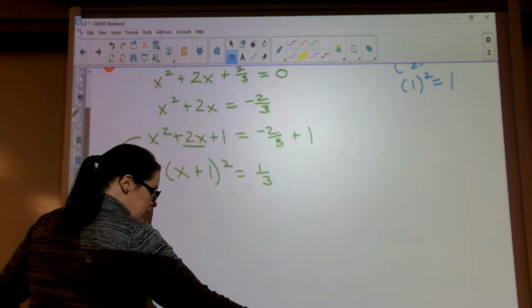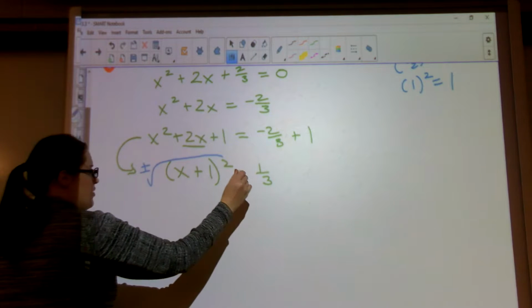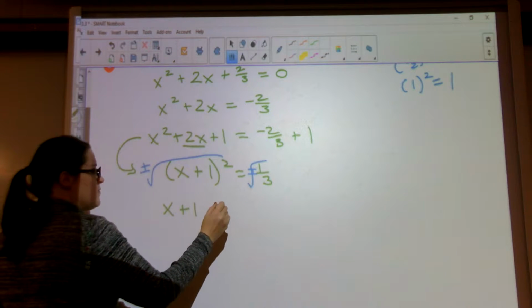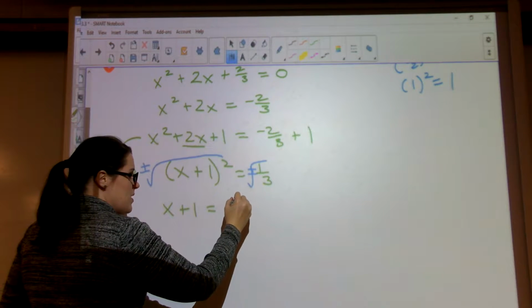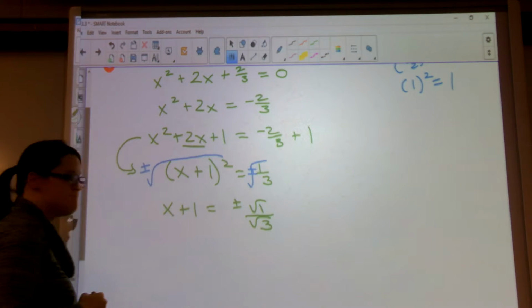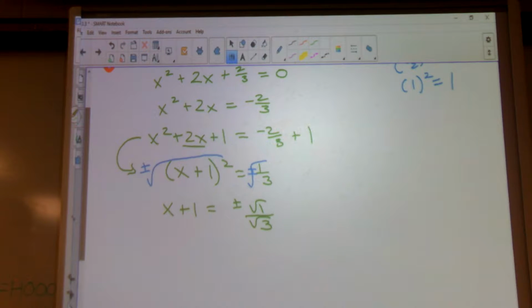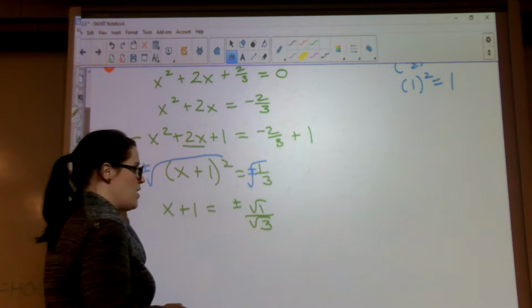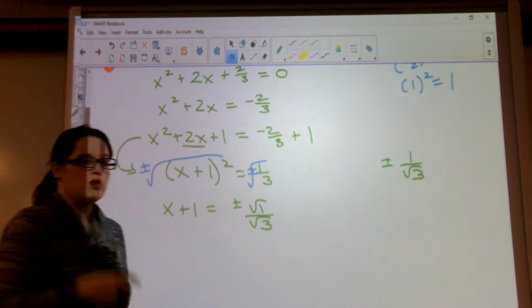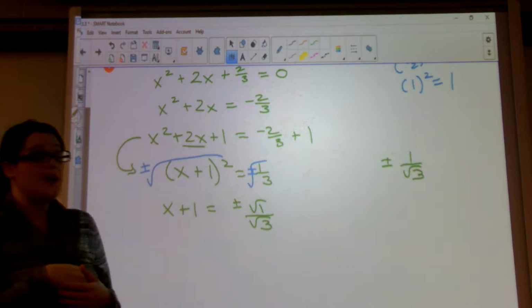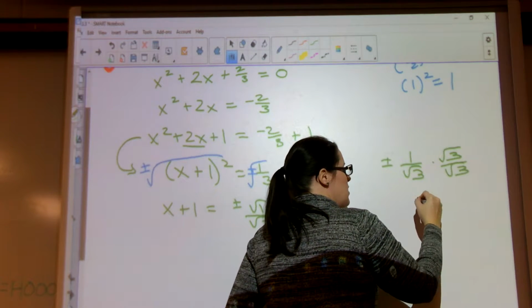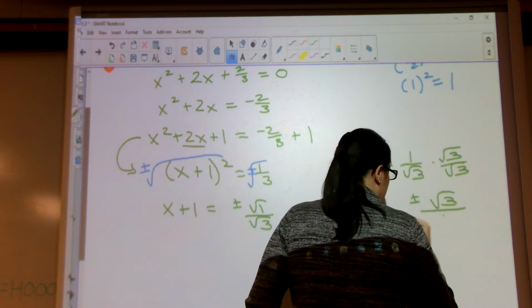Now let's solve algebraically. Plus or minus, square root both sides. Okay, here's where it might get a little messy. I'm going to take the square root of the top and the square root of the bottom. So that can be plus or minus square root of 1 over square root of 3. You with me so far? That is plus or minus 1 over square root of 3. 1 is a perfect square, so I took the square root. But I better rationalize, right? Times square root of 3 over square root of 3. That'll be plus or minus square root of 3 over 3.